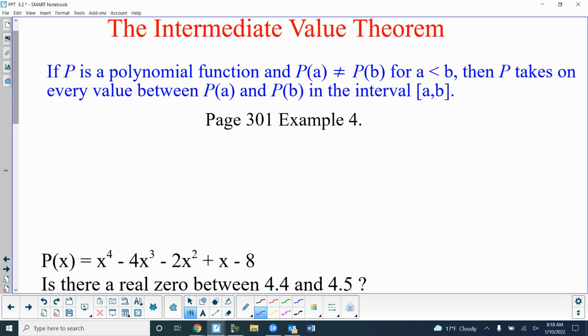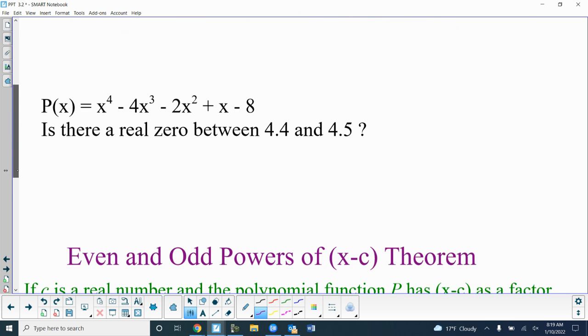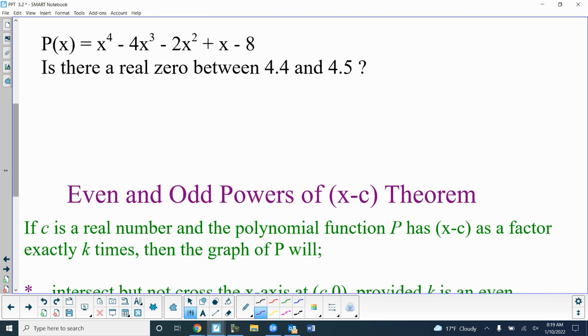It says if P is a polynomial function, P of A and P of B are not equal for A less than B when P takes on every value between A and B, and so on. Don't worry about what it means. I want to show you what it means. Here's the problem you're going to have.